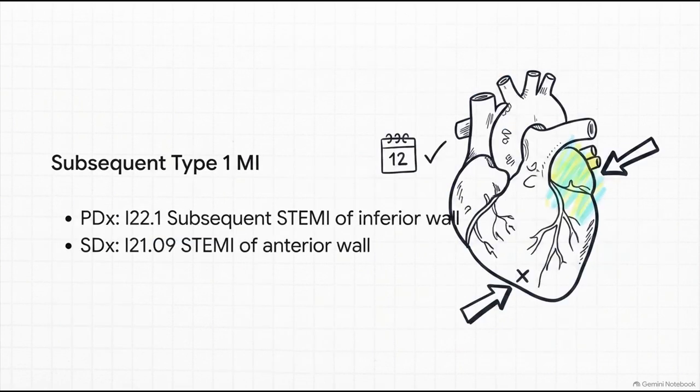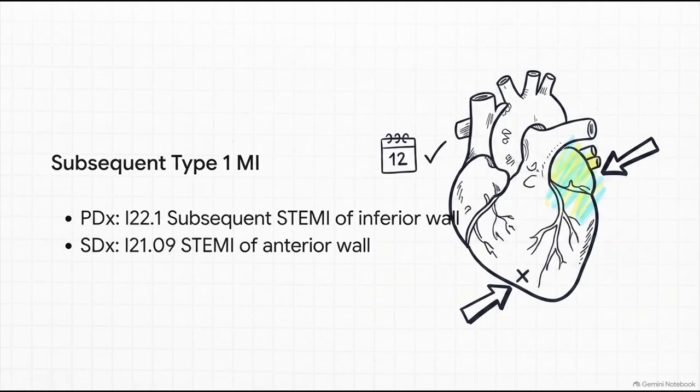Well, here is the exact coding logic. Since that new infarction happened within 4 weeks of the initial one, we have to grab a code from category I22. So your principal diagnosis is I22.1, subsequent ST elevation myocardial infarction of the inferior wall. But wait, we don't stop there. We still have to report the original MI as a secondary diagnosis to give the full clinical context. So we bring in I21.09 for that anterolateral wall STEMI.